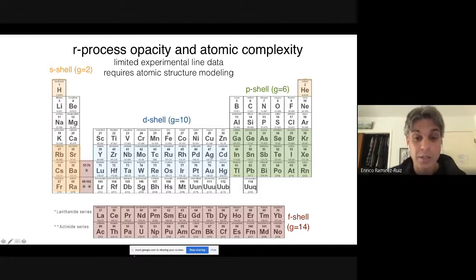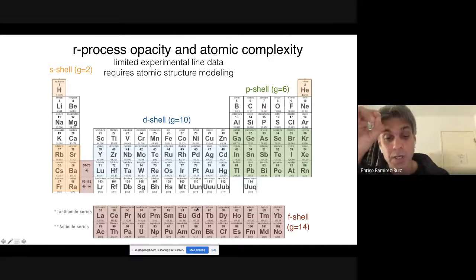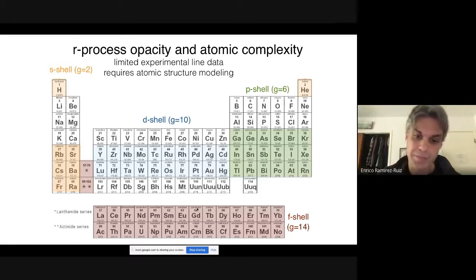So f-shell atoms that live here, which are the lanthanides and actinides, have basically very, very large degrees of freedom in the way that you can arrange the valence electrons. And therefore, they have a very, very large number of lines. So the opacity, particularly in the optical and in the infrared here, is very high.